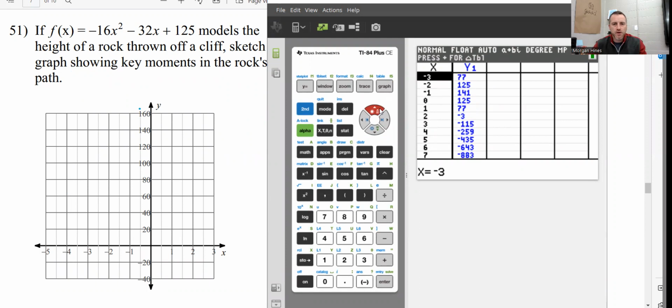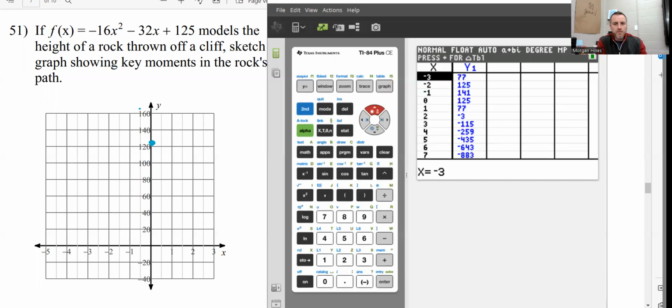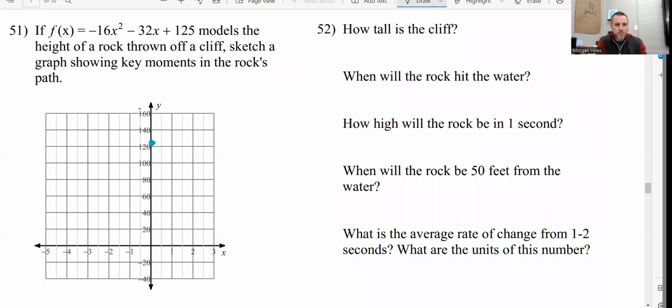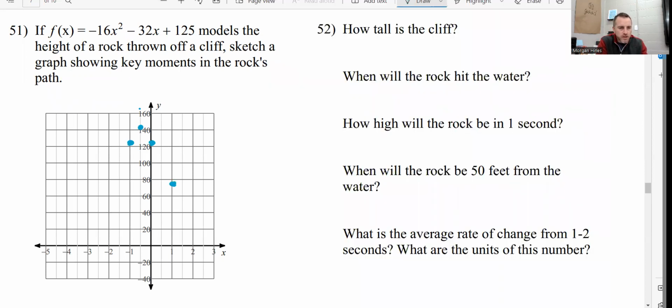And I'm actually going to use all of these points on here to graph the function on my paper. So like 0, 125 would be about right there. Negative 1, 141 would be about right there. There's another point here. You'll see symmetry in this function. So negative 3 and 1 are both 77.